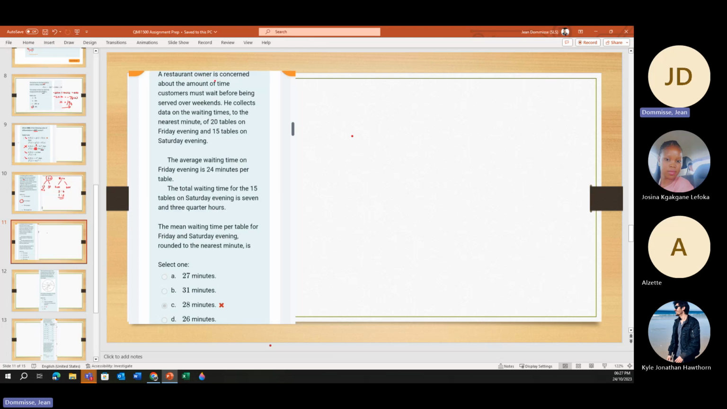A restaurant owner is concerned about the amount of time consumers must wait before being served over weekends. He collects data on the waiting times to the nearest minute of 20 tables on Friday evening and on 15 tables on Saturday. I'm just writing that down for now. The average waiting time on Friday evening is 24 minutes.